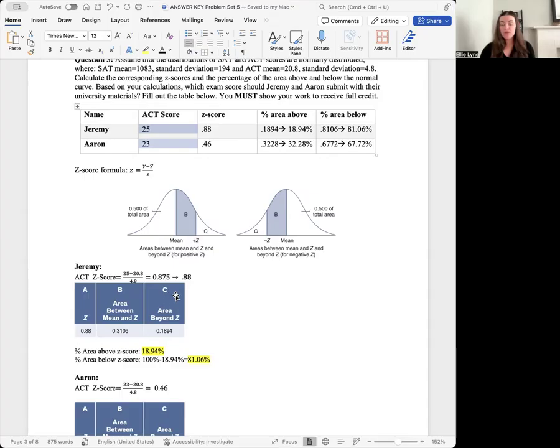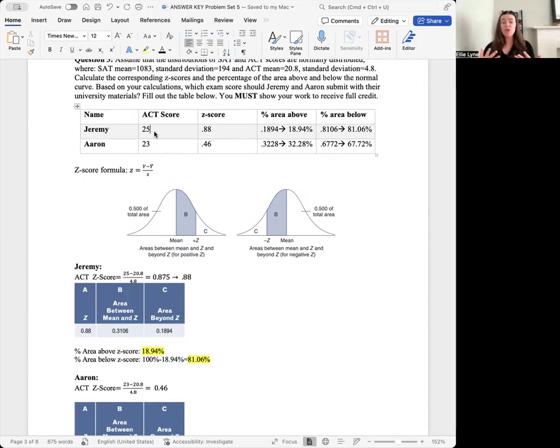Therefore, we know that area C is going to represent the proportion of test takers that did better than Jeremy, because those are the folks on the positive end that did better than him. More standard deviations greater than the mean. They're on the positive end of the distribution. So they scored better than a score of 25.